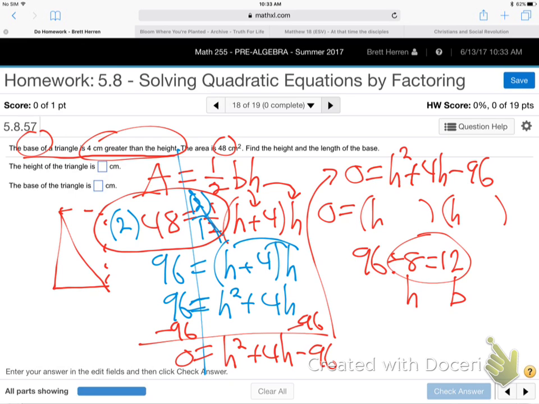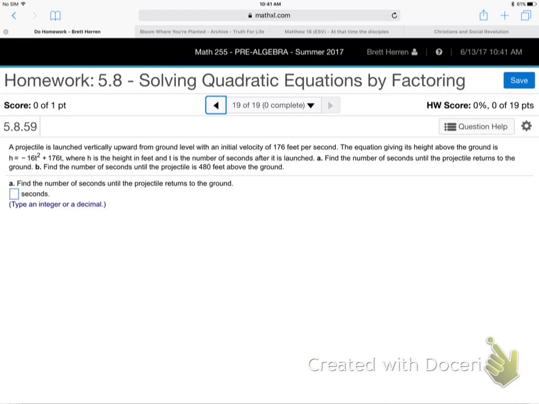All right. So 8 and 12. It looks all intimidating, but it's the easiest one of all. A projectile is launched vertically upward from ground level with an initial velocity of 176 feet per second. The equation giving its height above the ground is h equals negative 16t squared plus 176t, where h is the height in feet and t is the number of seconds after it is launched.